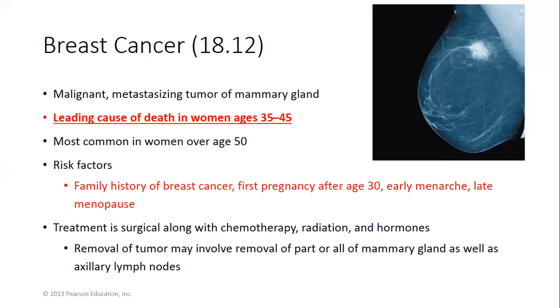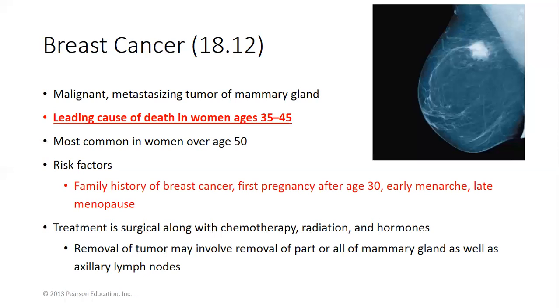age 50, but risk factors include family history, having a baby for the first time after the age of 30. There's a number of reasons for that. Getting your period for the first time early, so early menarche, again, like ages 8, 9, 10, as opposed to 11, 12, 13, 14. And late menopause is also a risk factor. It just has to do with some changes in breast tissue that can occur over time. And pregnancy before 30 can be helpful in preventing that. But a family history is one of the biggest impacts on that.